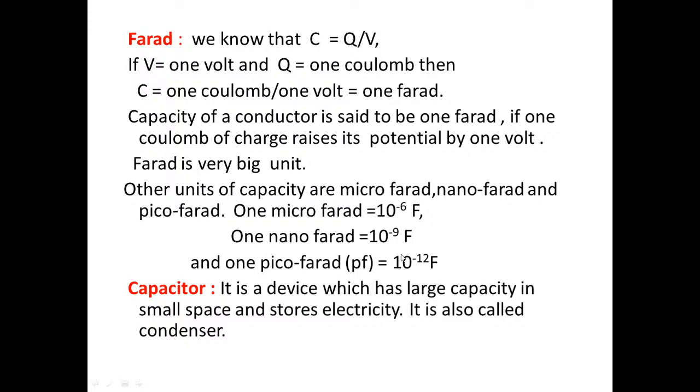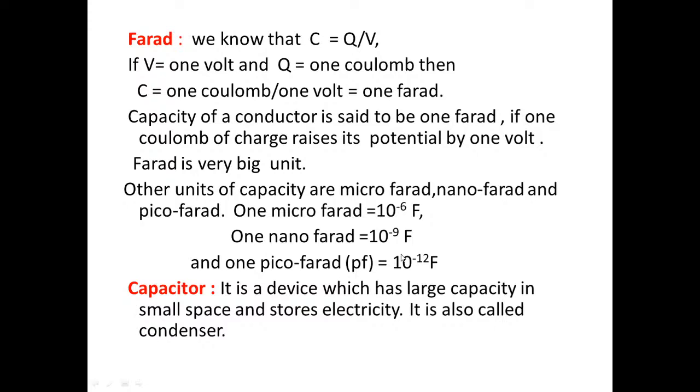Other small units of capacity are microfarad, nanofarad and picofarad. 1 microfarad is equal to 10 to the power minus 6 farad, 1 nanofarad is equal to 10 to the power minus 9 farad and 1 picofarad is equal to 10 to the power minus 12 farad. So these are the smaller units of capacity which are commonly used for defining the capacity of a capacitor.